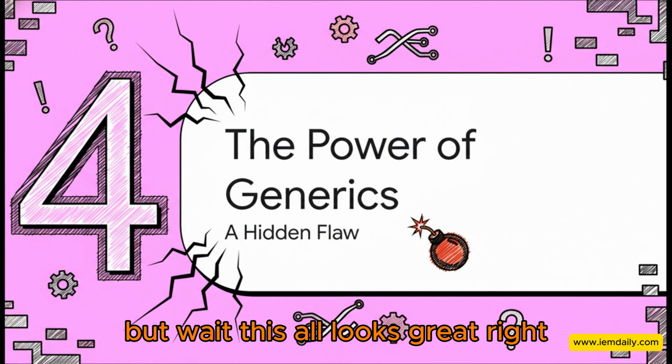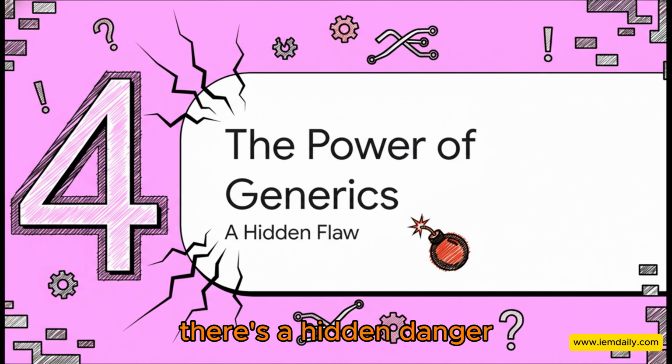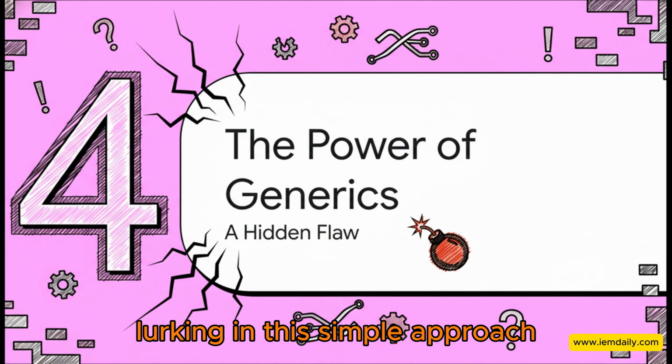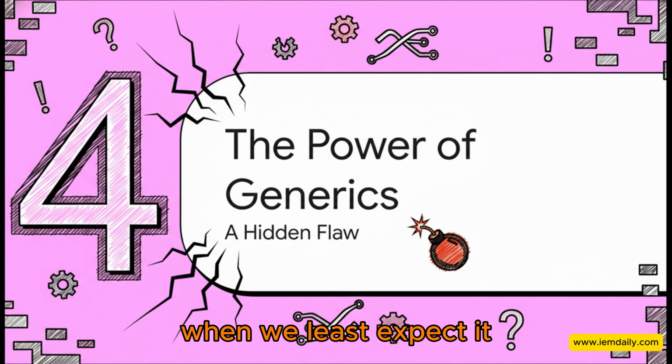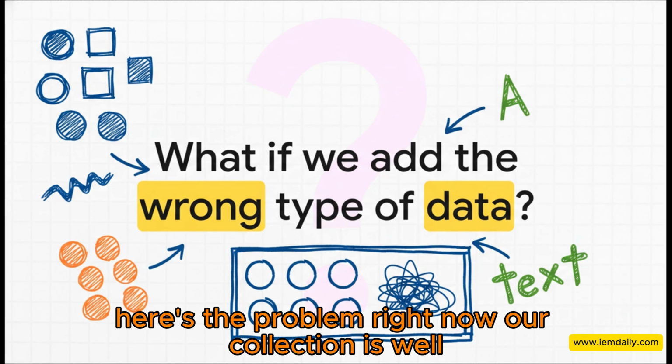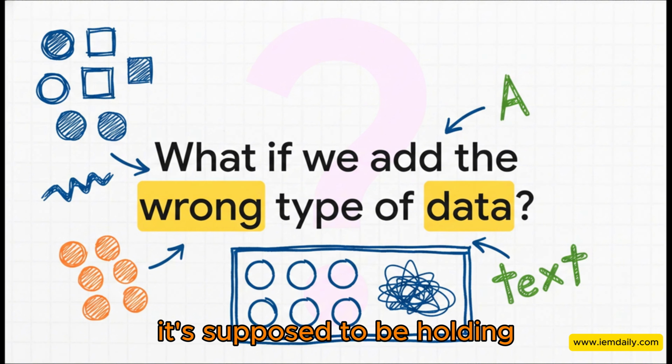But wait, this all looks great, right? Super simple. But, and this is a big but, there's a hidden danger lurking in this simple approach. It looks harmless, but it can cause our program to crash when we least expect it. Here's the problem. Right now, our collection is, well, a bit clueless. It doesn't know what kind of data it's supposed to be holding.